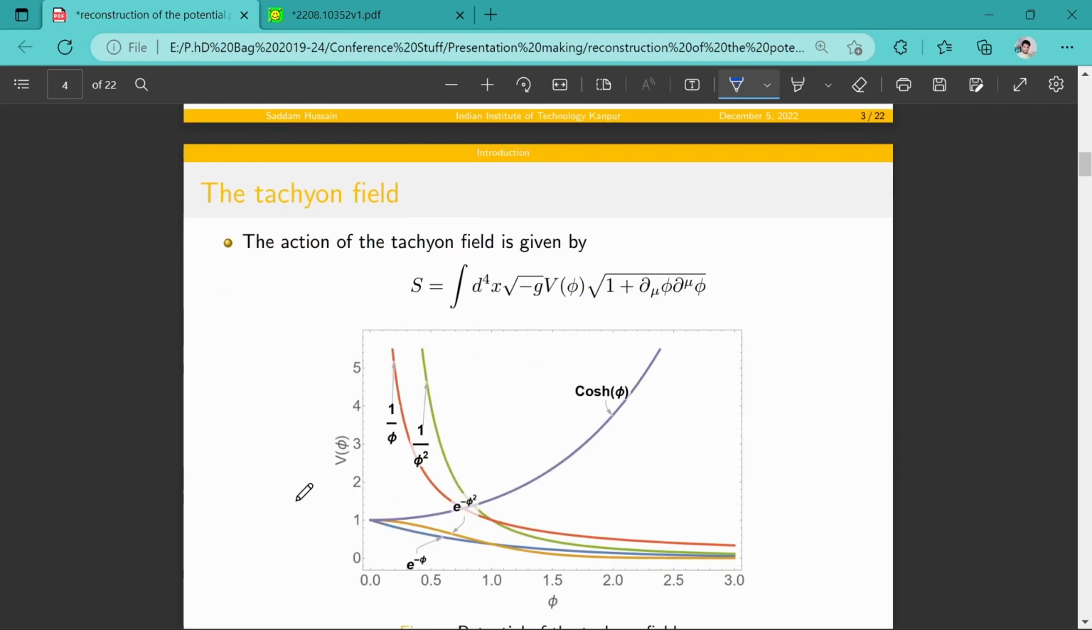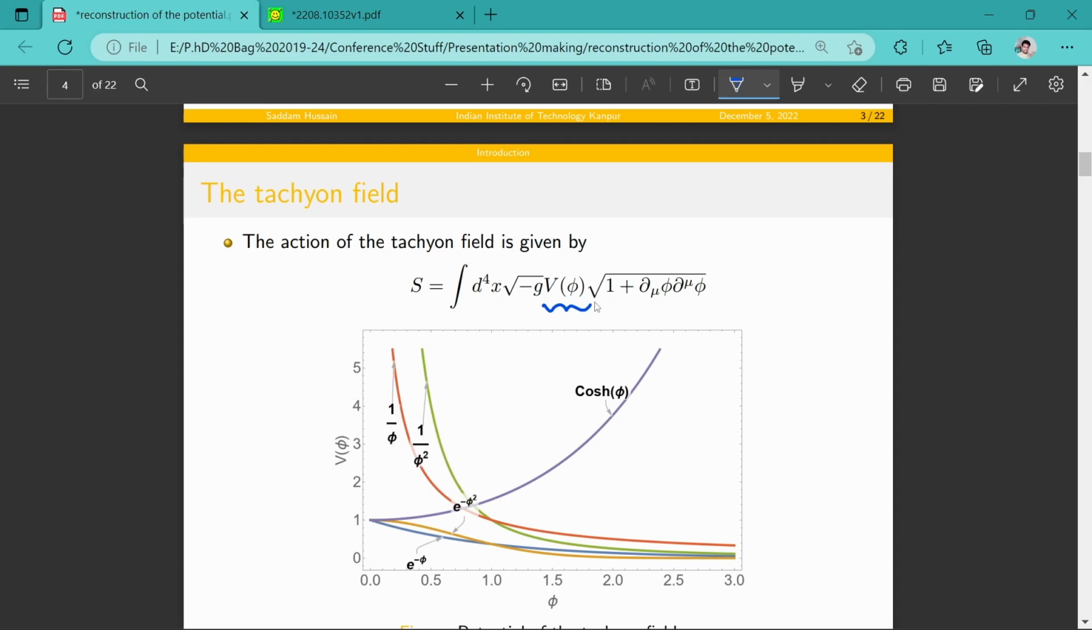Now, before going to understand the tachyon field, for any kind of field, either quintessence or K-essence, you require some kind of potential. So in this case also you have to specify a potential, and here are some known potentials which people have already studied, like the power law type of potential, 1 by phi square, exponential potentials like e to the power of minus phi, e to the power of minus phi square, and on the other hand, cosh of phi. I am coming to the point of how the tachyon field behaves on different potentials.